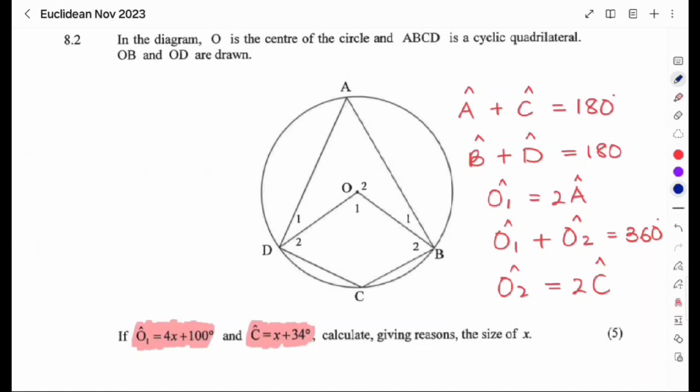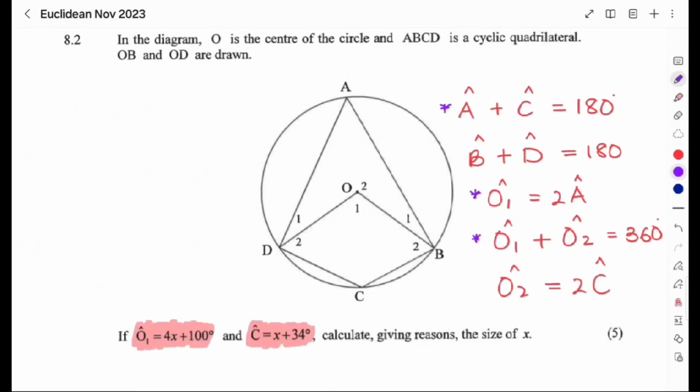Now, if we want to find x, we have been given O1 and C in terms of x. That means we need to use both O1 and C. So we are going to just identify all of the different theorems that have O1 and C in them. So it is the first one that we discussed, as well as the third one that we discussed, and the fourth one as well. So these three theorems that we've discussed have O1 and C in them.